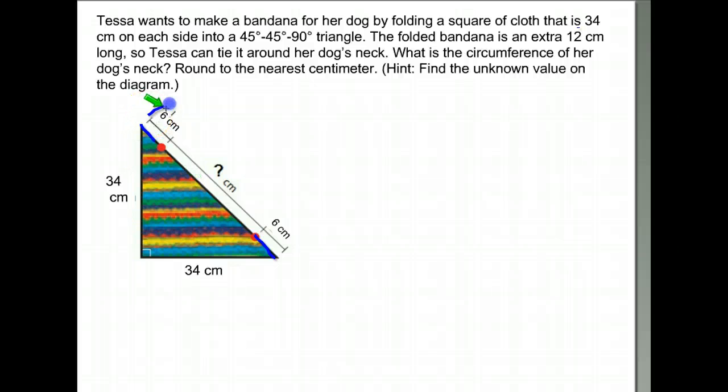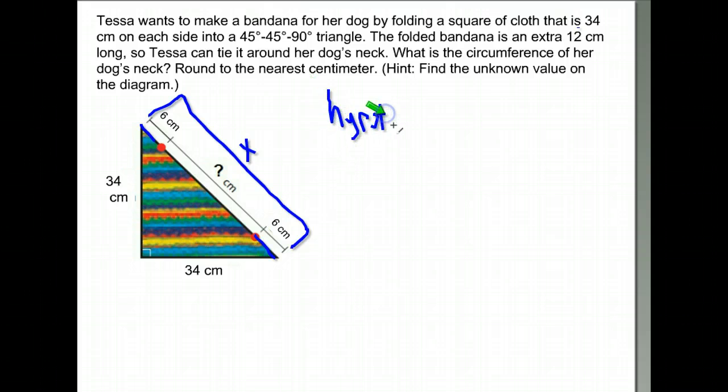So our first job, though, is to find the length of this side of the 45, 45, 90 triangle. So first, again, we go, okay, it's a 45, 45, 90. Am I missing the hypotenuse or the leg? Which one am I trying to find here? Yep, the hypotenuse, good. So we go to our formulas and we go, okay, I need the hypotenuse of a 45, 45, 90.